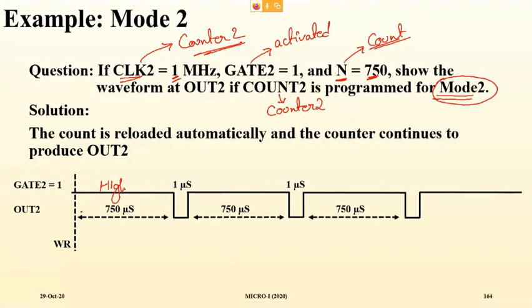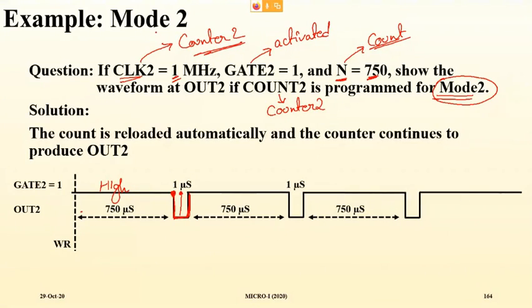Okay, and then after that, when the count reaches 1, it will go low for 1 clock period. 1 clock period means, here we have 1 megahertz, so it will remain low for 1 microsecond. And then it will keep on repeating. So this is the waveform at out 2.